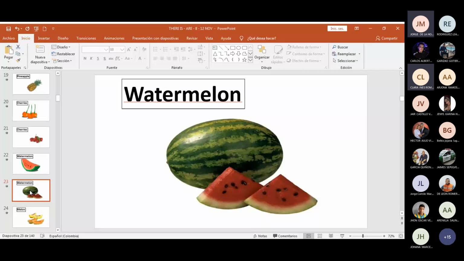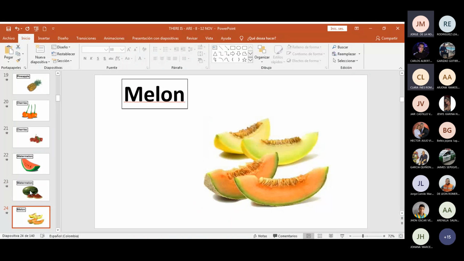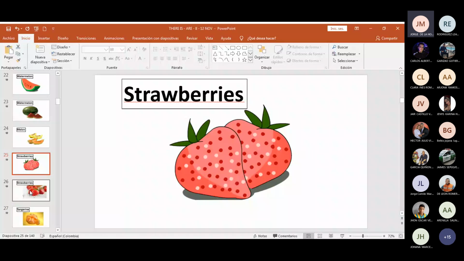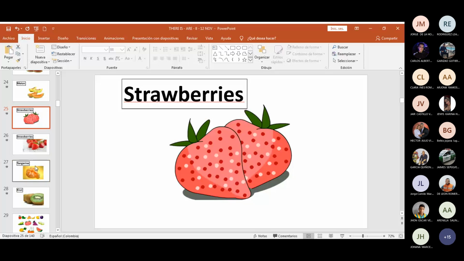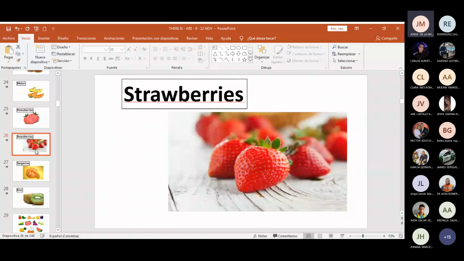That is the watermelon, which is different to the melon. One is watermelon, patilla, and the other is melón. Watermelon juice or melon juice: jugo de patilla o jugo de melón. So it's different, students. And we have the strawberries, students, that they are very delicious. In Spanish, strawberries.